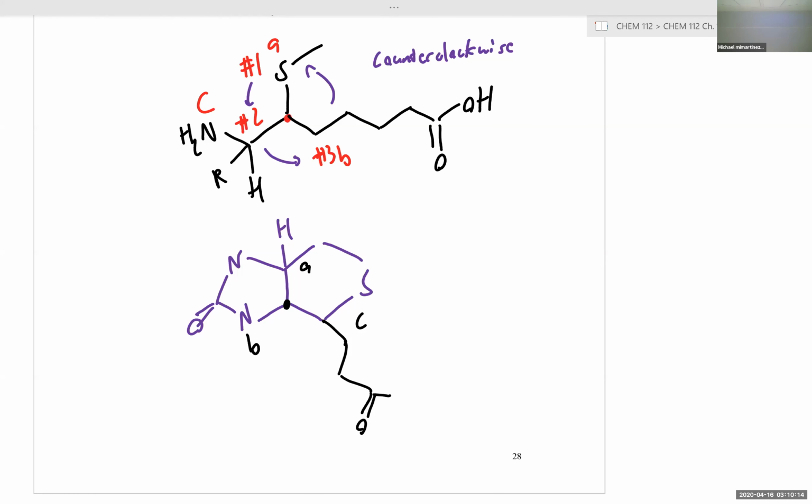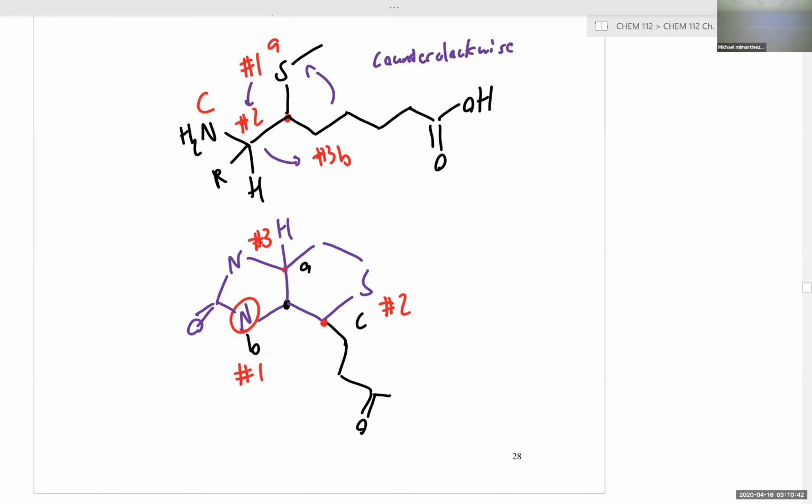Let's get a few more responses. I see a lot of people typing B. That's exactly right. So B gets priority 1. Nitrogen beats out everything else. Which group gets priority 2, A or C? So if we count one atom out, attached to the atom, one atom out, which group is higher priority, A or C? C, yep, exactly right. So that gets number 2.